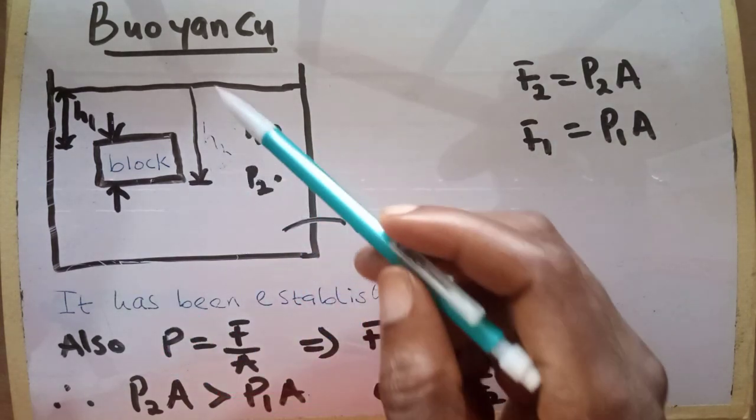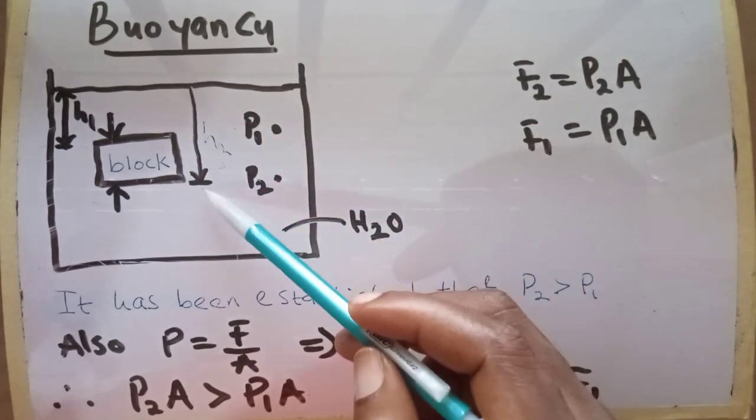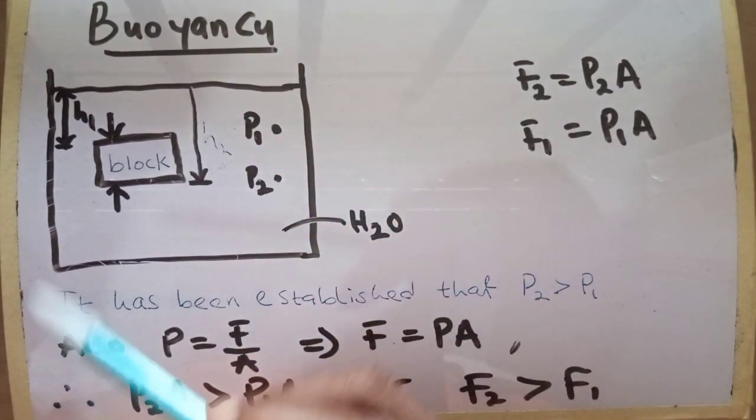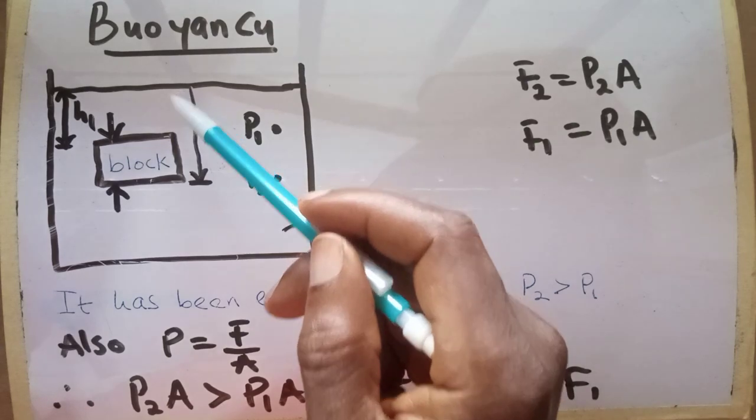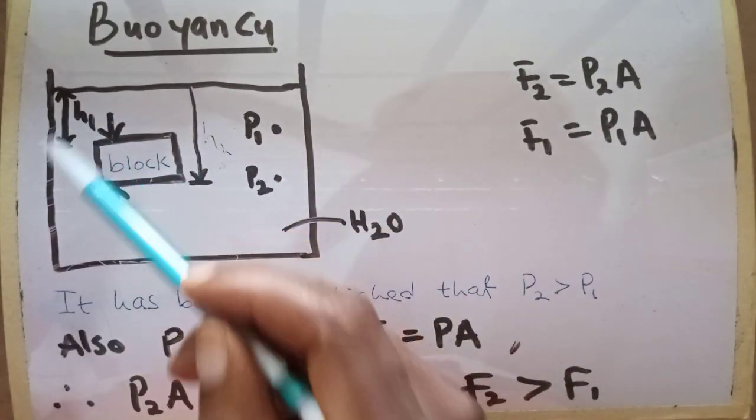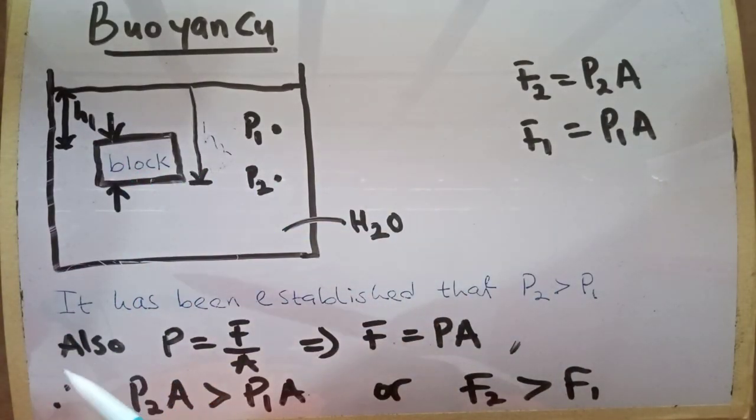Then remember that the distance from here to here at point P2 is H2. The distance from this point to this point P1 is called H1. It is also known that the pressure at any point is equal to force over area, which also implies that force is equal to pressure times area.